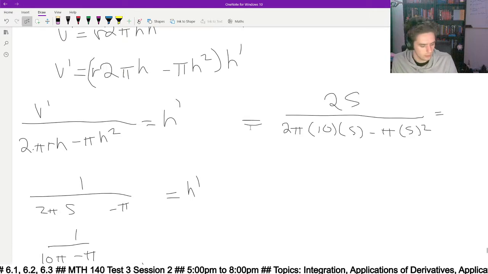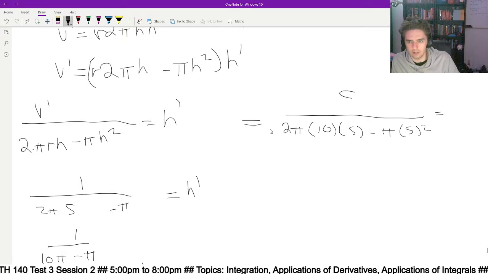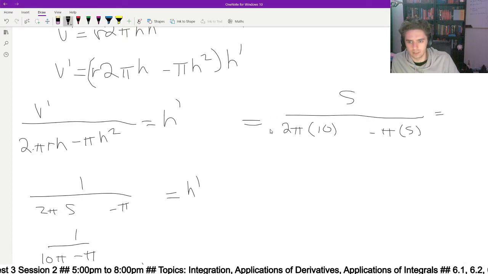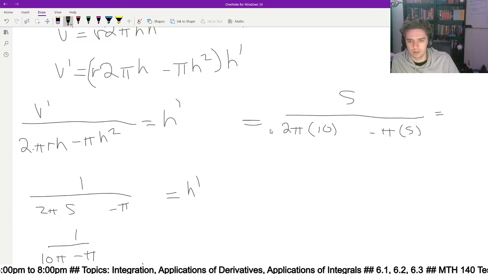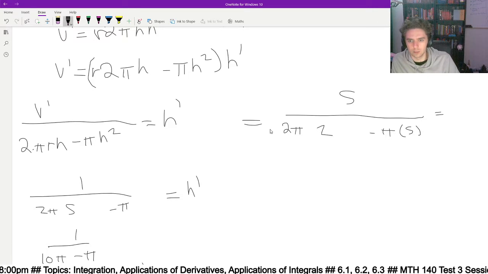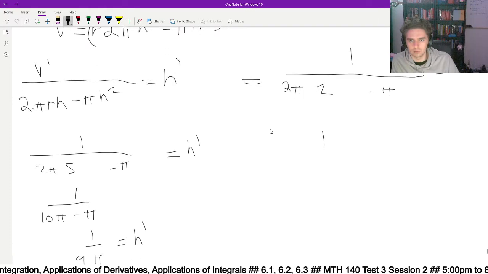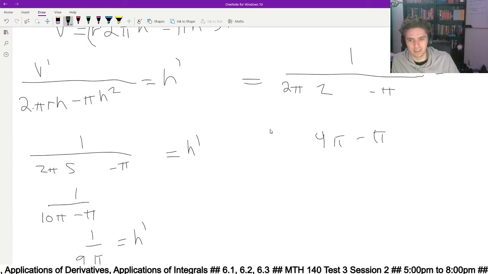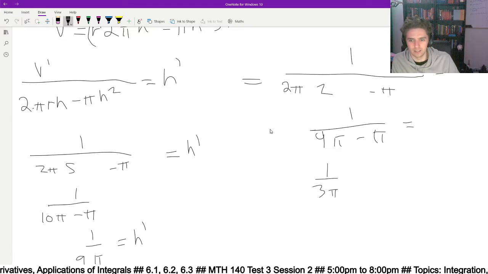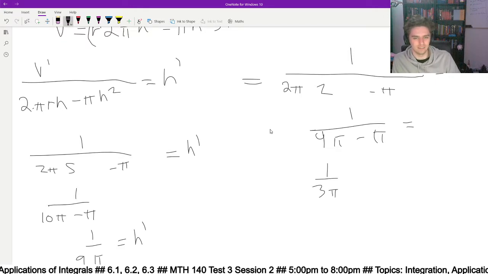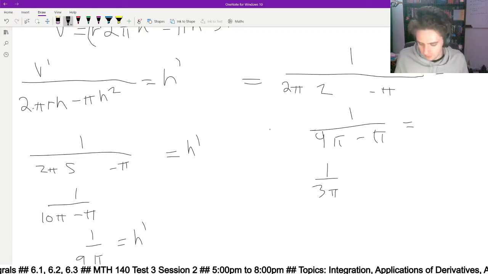So what did I do wrong before? Take a 5 out of here. Take that 5, take that 5. So you factor out a 5 from the 10, but then left it as a... So this should be a 2. Yeah, you left it as 5. Oh, so it's 4 pi minus pi. Yeah, there we go. Got it. So 1 over 3 pi. Okay, that was the problem. So, yeah, that's the answer to that one.